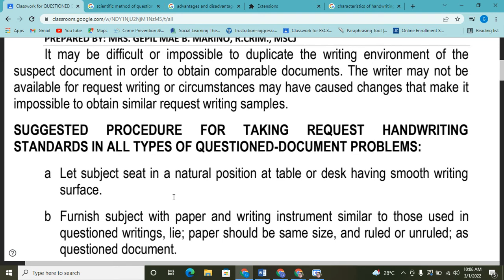So if the questioned document is written on bond paper, the informal exemplars should also be written on bond paper. If it was a black ball pen, look for exemplars also written using a black ball pen. So it is difficult. And don't you know that whenever you are happy, your handwriting is different. Whenever you are sad, your handwriting is different. When you're sick, your handwriting is different.